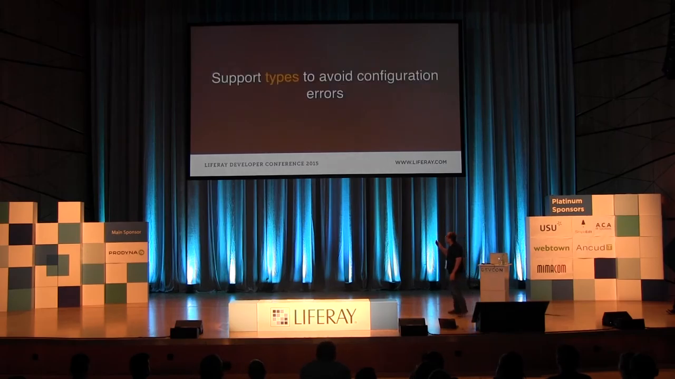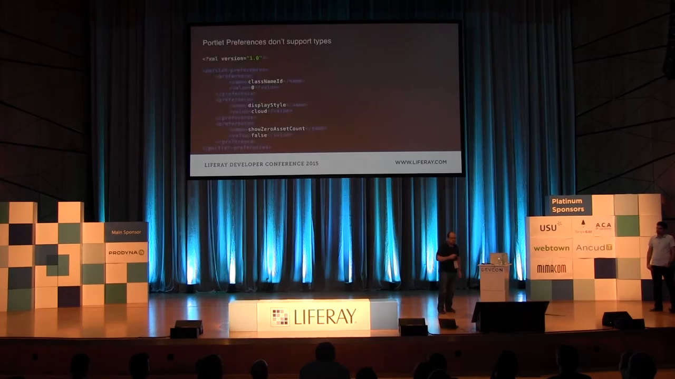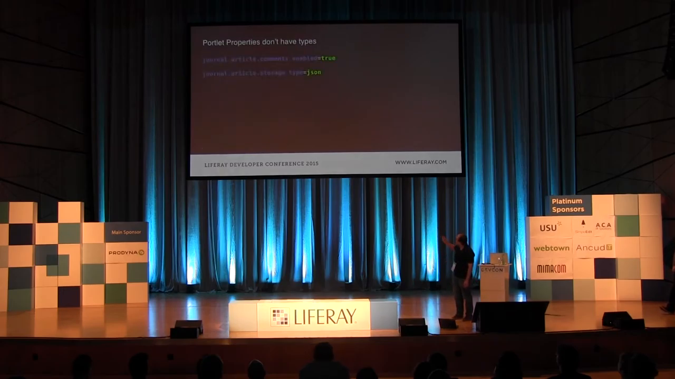We are giving support to avoid configuration errors. This is very important for us. Why? Jorge has mentioned this. Portlet preferences, for example, don't support types. Here, we don't know, for example, if class name ID is an integer or a long. We don't know if we have strings or booleans. What about portlet properties? We don't know either.